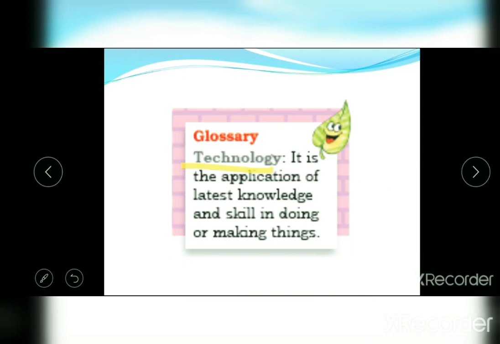Technology can be the internet according to you, or it can be mobiles, computers. Okay, so you are on the right path of understanding the meaning of technology. Technology over here is the application of latest knowledge and skill in doing or making things. So you also know which is the latest mobile. This is the latest mobile, or it is the latest technology nowadays. It is the application of latest knowledge and skill in doing or making things.